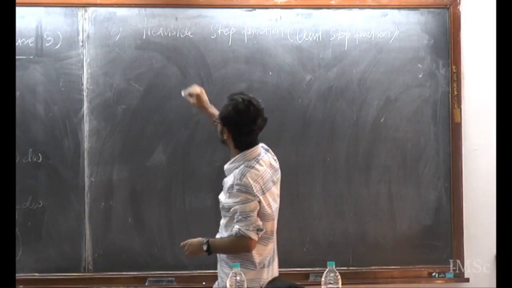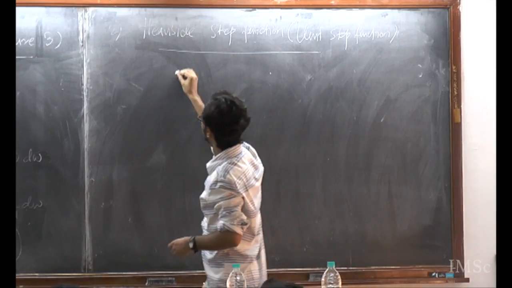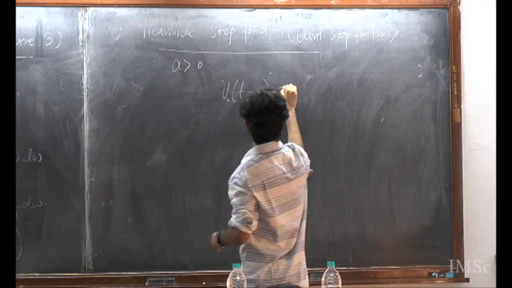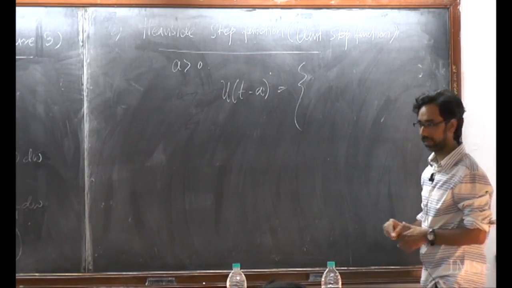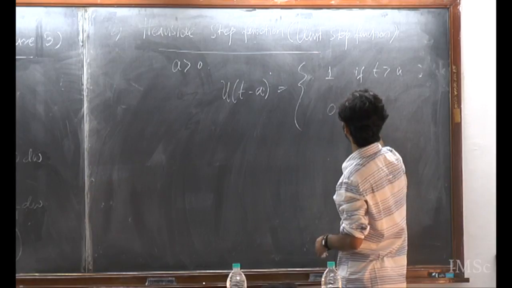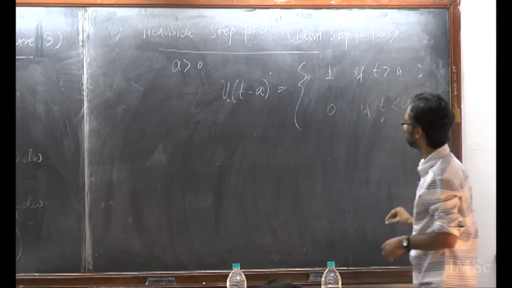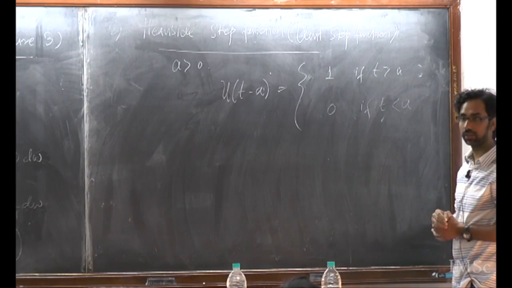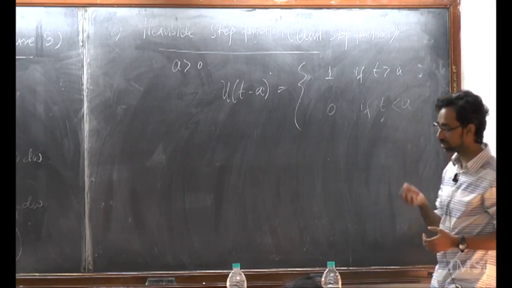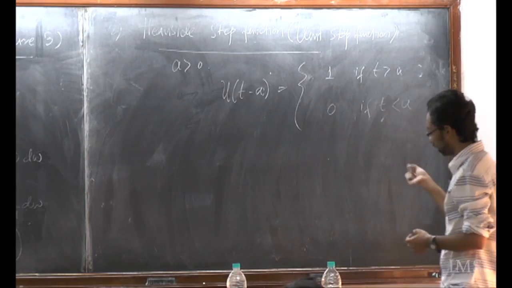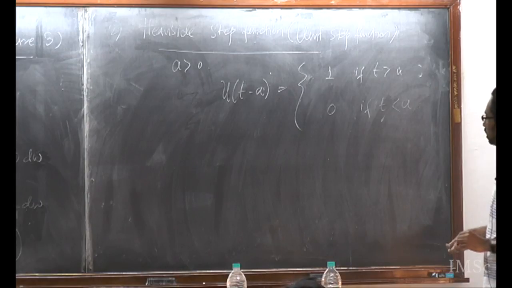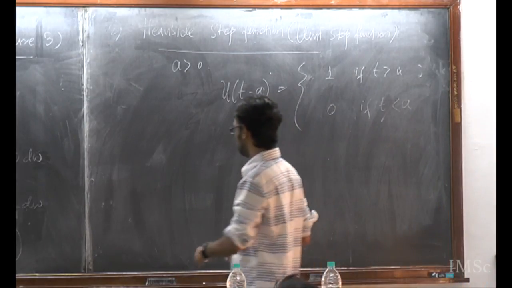So the Heaviside step function, what is it? For a greater than 0, you can write u of t minus a. What is it? 1 if t is greater than a and 0 if t is less than a. So this is a discontinuous function, or piecewise continuous. It has a discontinuity at a, but it's a finite, it's a jump discontinuity.